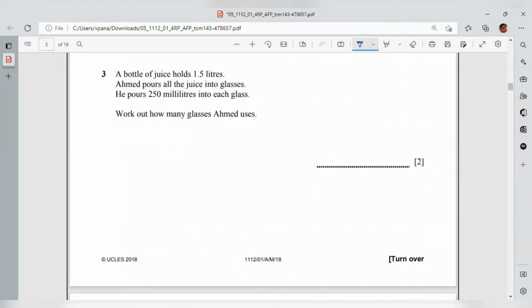A bottle of juice holds 1.5 liters. Ahmed pours all the juice into glasses. The total quantity, a bottle of juice holds 1.5 liters. So 1.5 liters, since we know that 1 liter is equal to 1000 milliliters. So 1.5 liters is 1500 milliliters. So we need to have this. So work out how many glasses Ahmad uses. So he pours 250 milliliters into each glass.